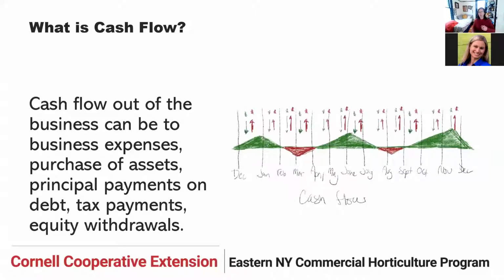Cash flow out can be your business expenses, but it can also be the purchase of an asset, which is cash out the door. We'll talk about that, I have a graphic on it. So when you buy a piece of land, that down payment on that land, that chunk of money, that's cash going out. It can be principal payments on debt. It can be tax payments. It can be equity withdrawals. That money you take out of the business, maybe to live on, is all cash coming out of the business.